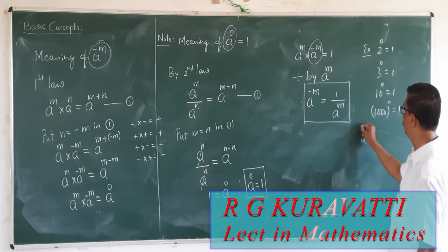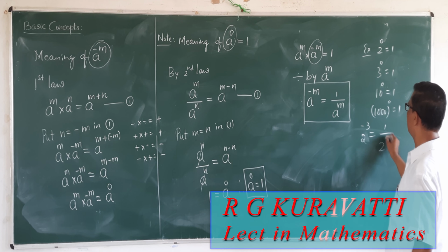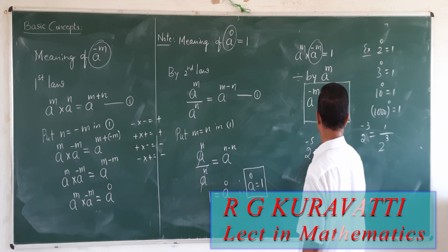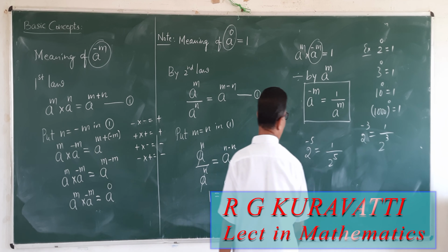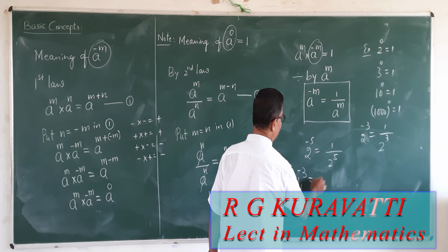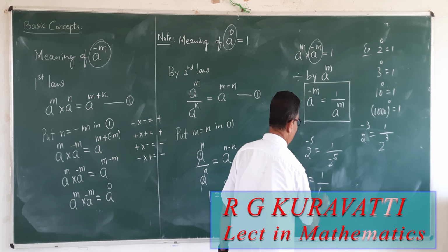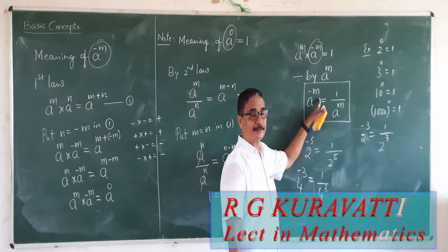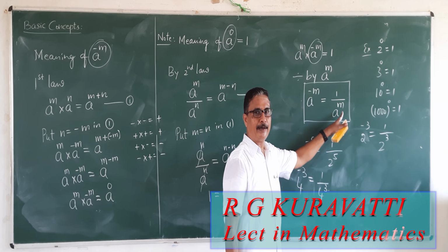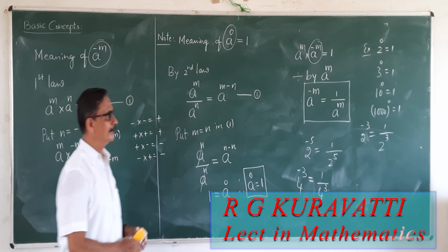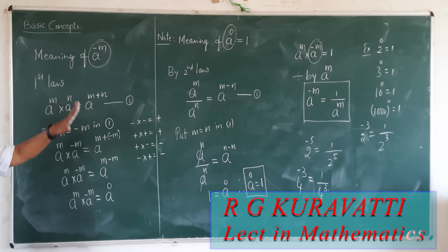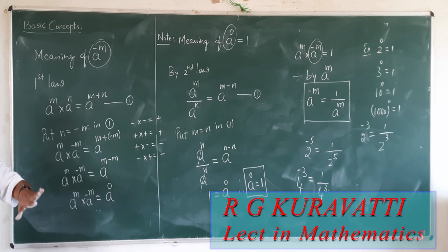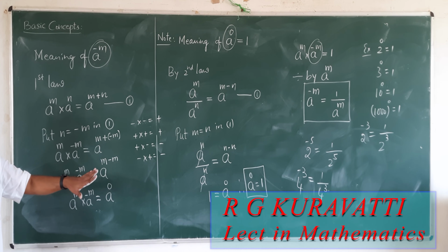What is the meaning of 2 power minus 3? 1 by 2 power 3. What is the meaning of 2 power minus 5? 1 by 2 power 5. What is the meaning of 4 power minus 3? 1 divided by 4 power 3. In general, meaning of a power minus m is equal to 1 divided by a power m. Correct? So these are the basic concepts. In addition to those, some more concepts are there. Okay, thank you.